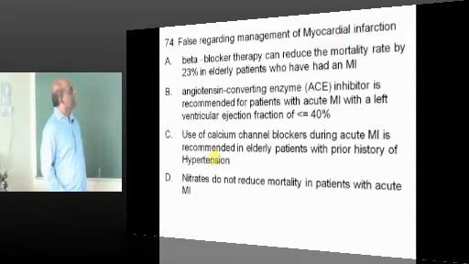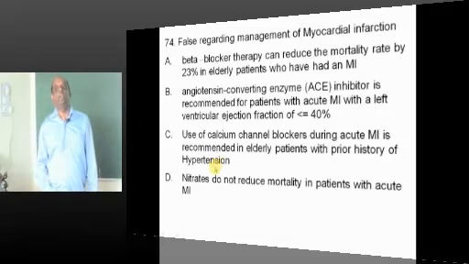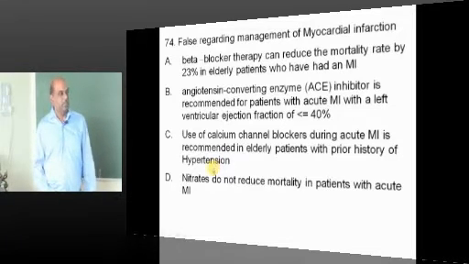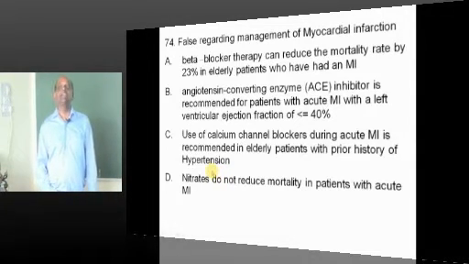C. We don't use calcium channel blockers unless we want to kill the patient, because in acute MI the infarct has already made the heart fail. On top of that, you are decreasing the inotropic state by giving calcium channel blockers, unless he is your best rival.